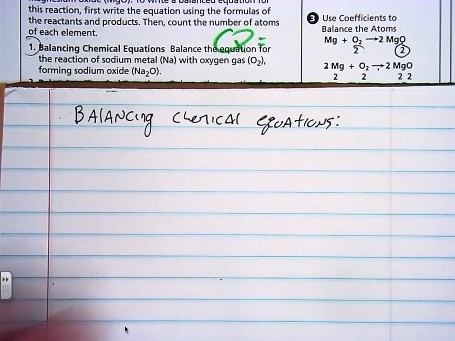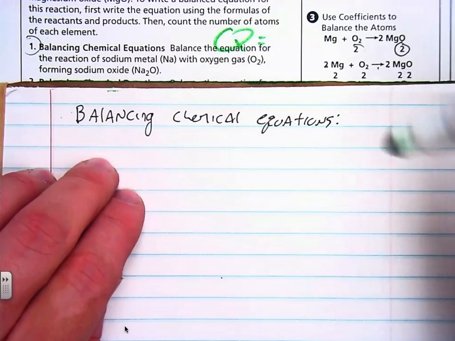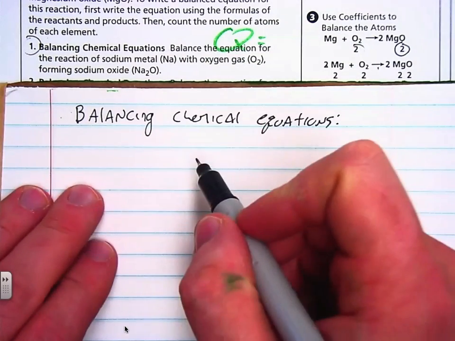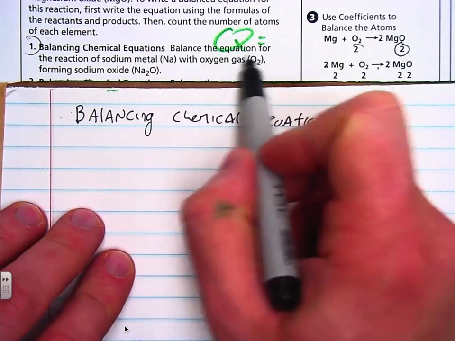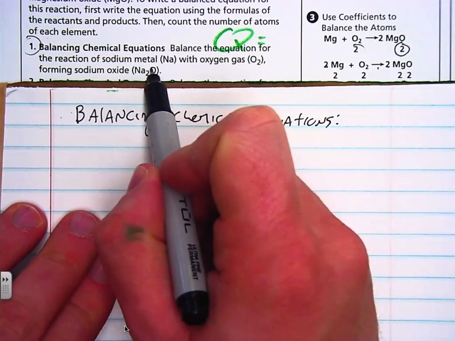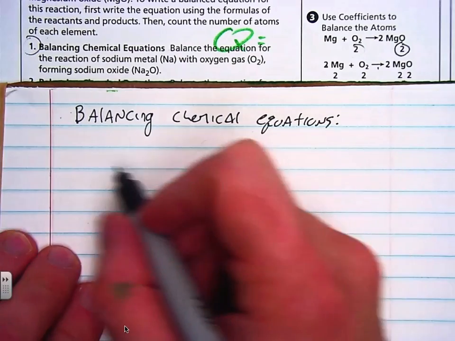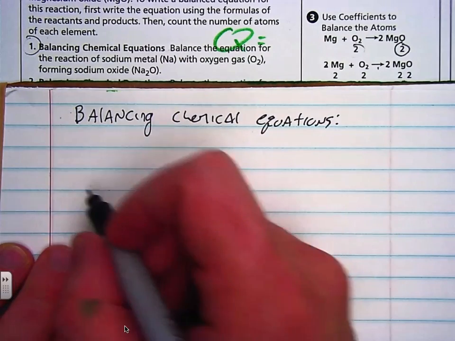All right, class, I've actually decided to do number 1 with you, balancing this equation. Write this down in your notes. This is something I want you to have in your notes. All right, so it says balance the equation for the reaction of sodium metal, Na, with oxygen gas, O2, forming sodium oxide. So first, write the unbalanced equation.